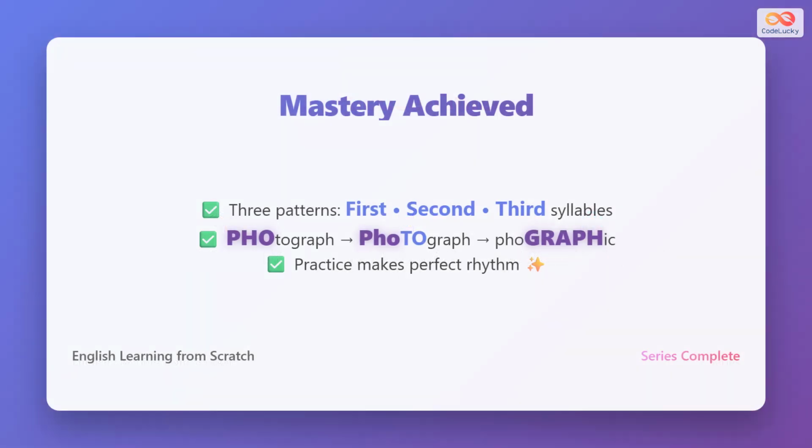Congratulations, you now understand the three core stress patterns in English. First syllable stress for many nouns, second syllable stress for many verbs, and third syllable stress for derived adjectives. Remember the photograph example and how stress can change. Keep practicing with new words. Listen to English speakers, record yourself, and compare. Consistent practice makes perfect rhythm in English.